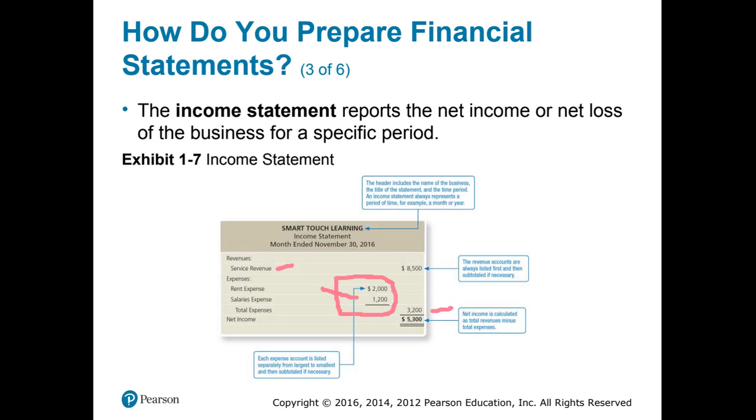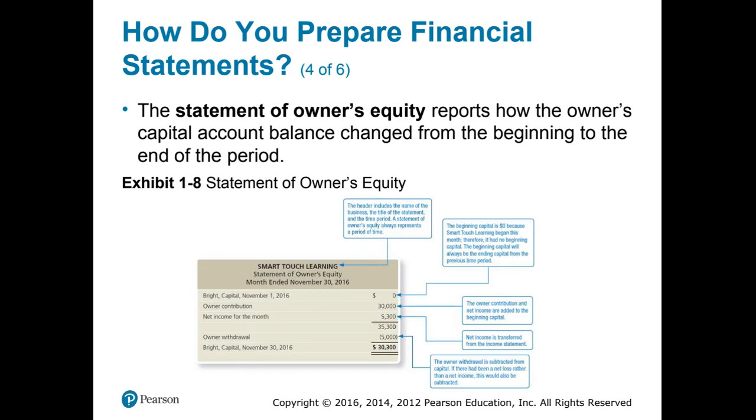If you're doing your assessment, just want to point this out. When you're working on your assessment, if your income statement is inaccurate, if it's not right, see this 5,300. When you go to create your owner's equity report, it's also going to be wrong. Because your net income or net loss from your income statement flows to your owner's equity report. So if it's wrong on one report, it's going to be wrong on the other report.